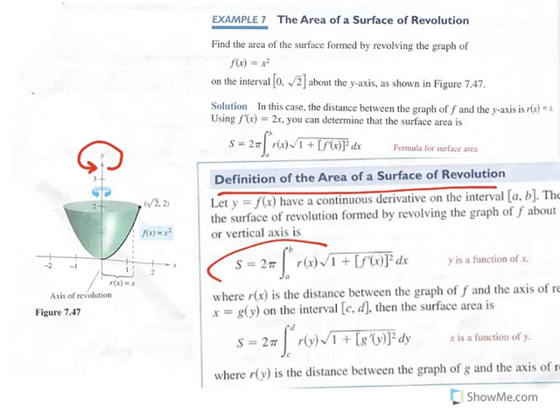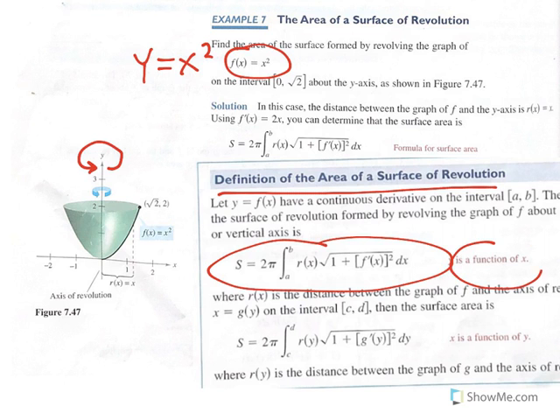You go back to the definition of the area of a surface of revolution, and we have y as a function of x. We have y equals x squared. So we have y as a function of x, so we're in the first row of the definition there. And what is r of x? It is the distance between the graph of f and the axis of revolution.